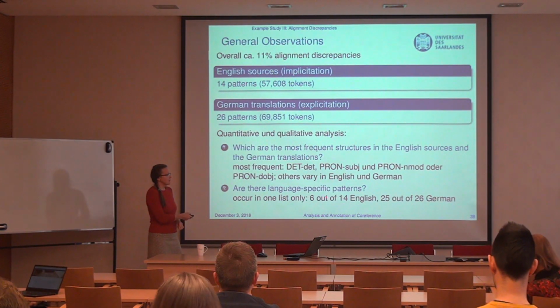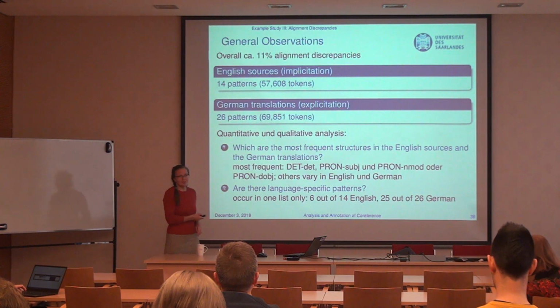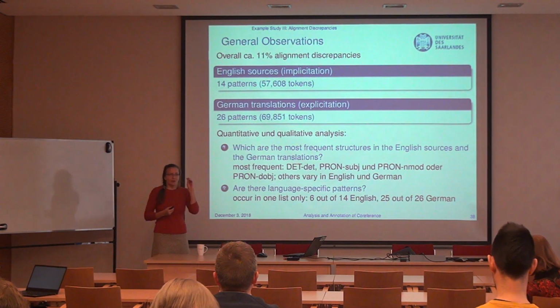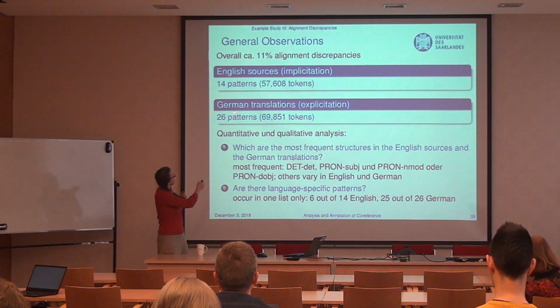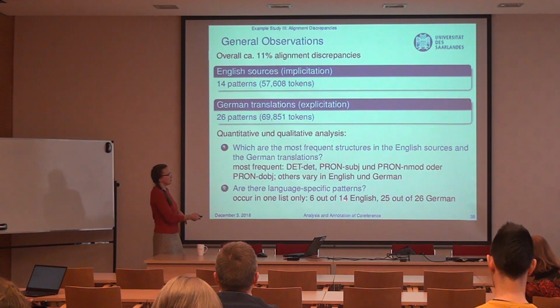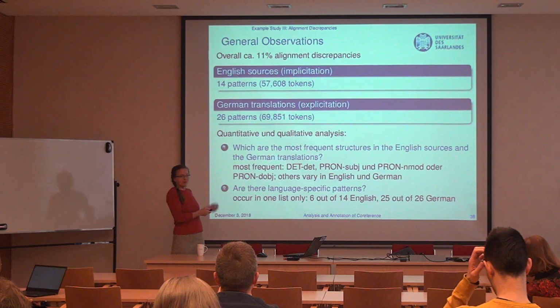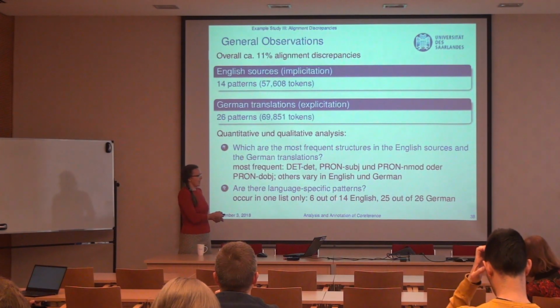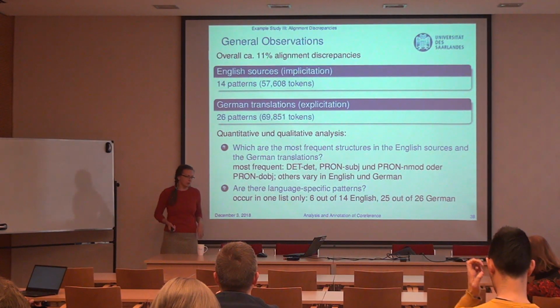Interestingly, 6 of 14 and 25 of 26 patterns were language specific, which means that out of these 26 on the German side, we had 25 that were only in the list for the targets. And those occurring on the source side, there were 8 which were shared, which were in both lists.